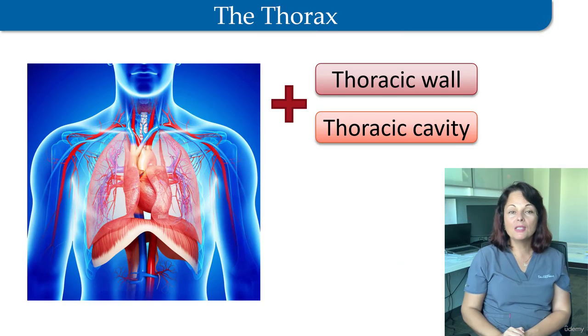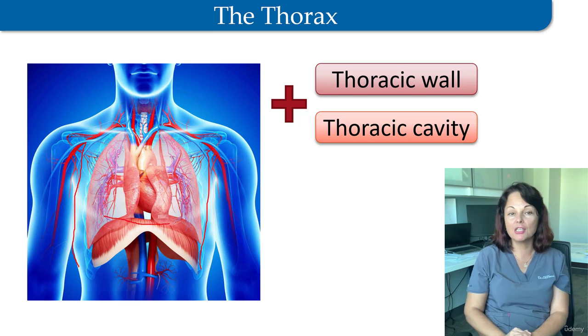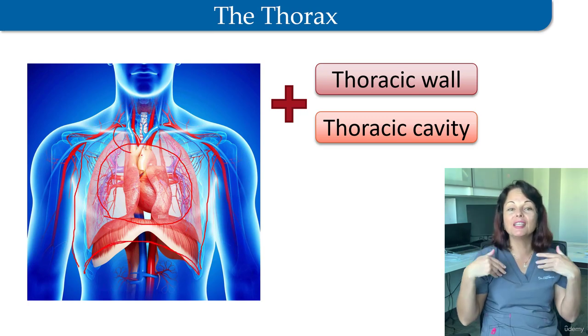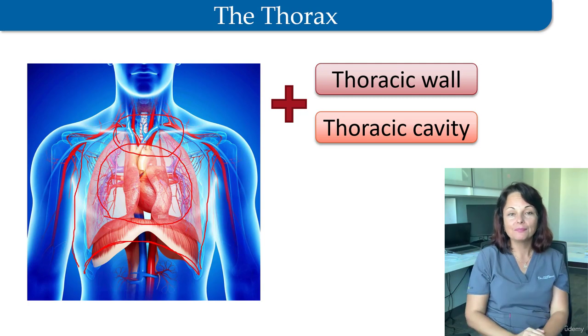The thorax is the upper part of the trunk. It consists of an external musculoskeletal wall called the thoracic wall and a space inside, the thoracic cavity, that houses the primary organs of the respiratory and cardiovascular systems. Inferiorly, the thorax is separated from the abdominal cavity by the diaphragm. Superiorly, it communicates with the neck and upper limbs.